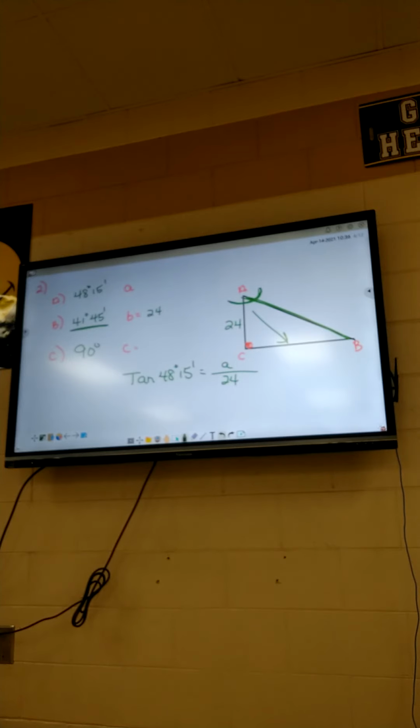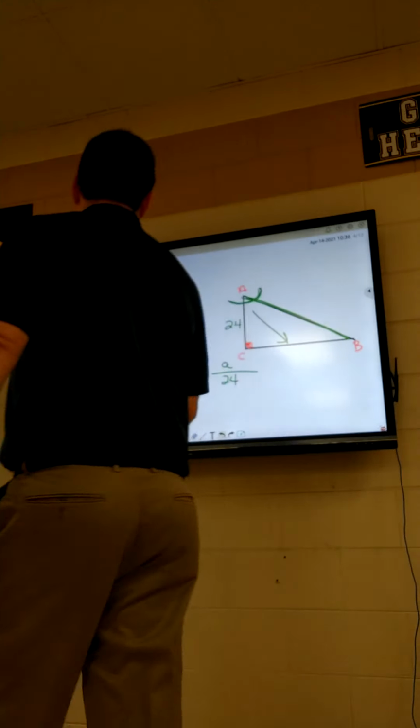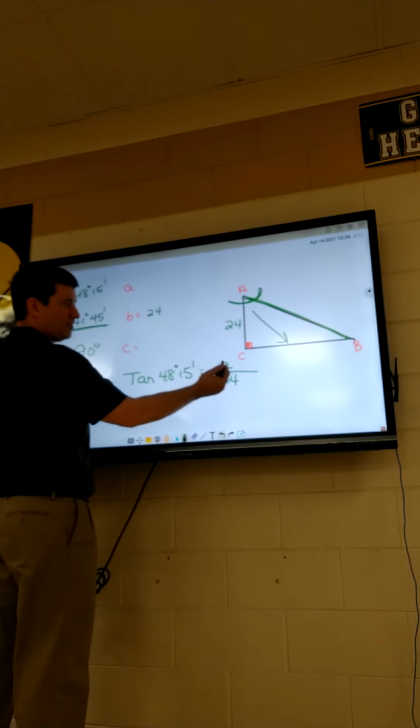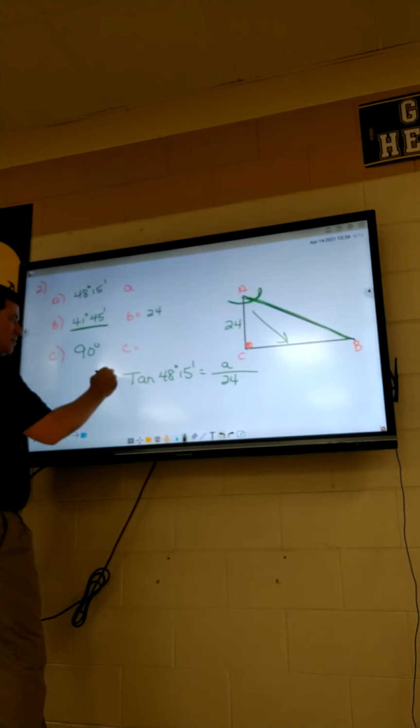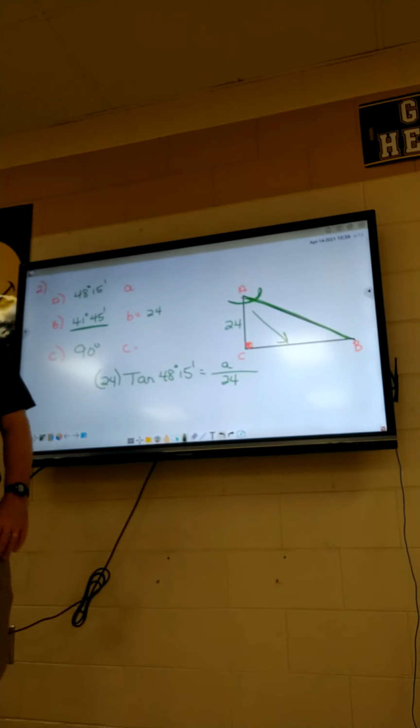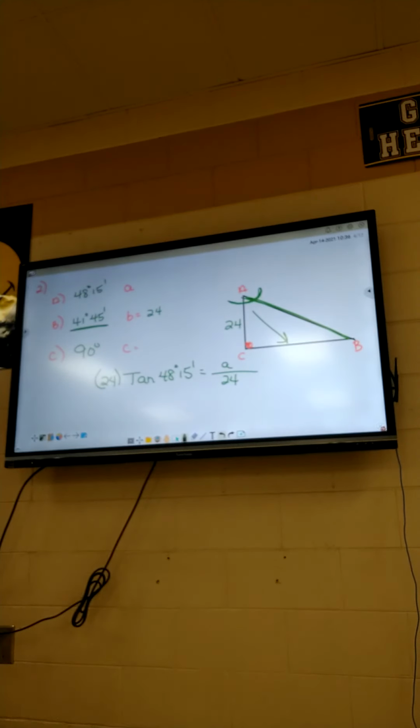Now, this one we solve it differently. It's why I showed it to you. Brantley, do y'all remember what to do when the variable's up top and the number's on the bottom? Yeah, you just bring it over and times it. All right, I just wanted to make sure y'all saw one of each of those. So let's do that. I got tangent of 48 degrees, 15 minutes times 24.